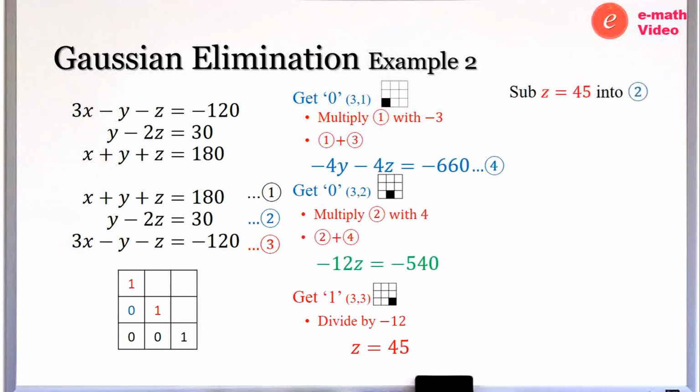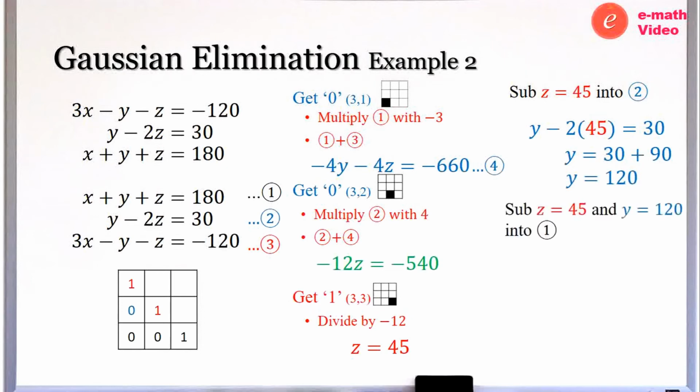Now sub z equals to 45 into equation 2. Solve for y equals to 120. Sub z equals to 45 and y equals to 120 into equation 1. Solve for x equals to 15. That's the answer.